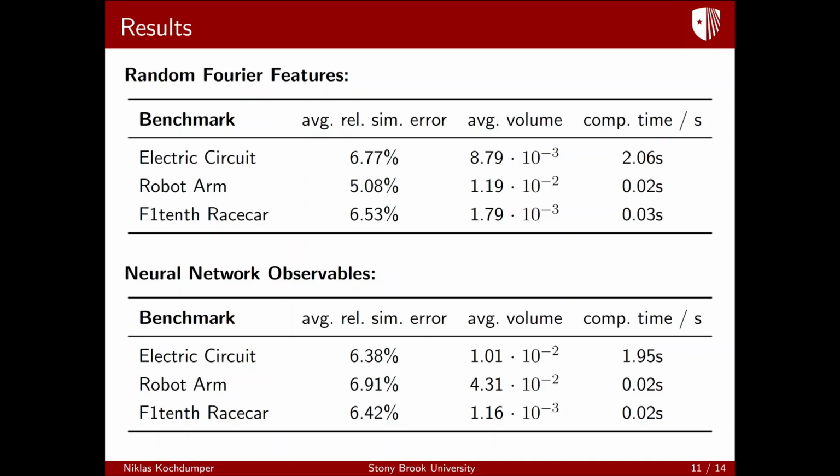That is shown in the first column, the average prediction error of the Koopman model compared to the original measurements. We see these errors are for all benchmarks about 6%. So it's quite low, which means that Koopman operator linearization is very well suited to identify models for these systems, even though the systems are quite complicated, like this 6 degree of freedom robot arm.